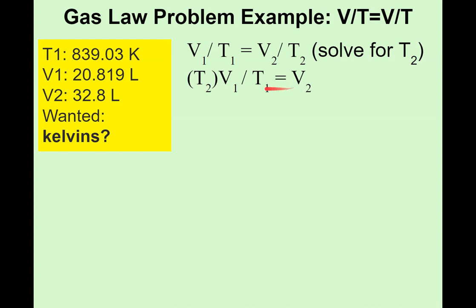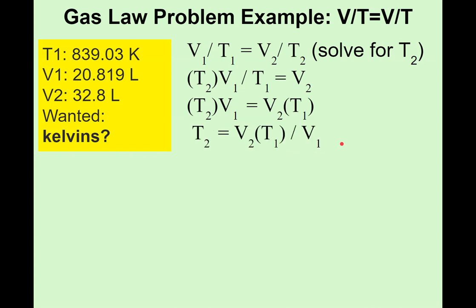Okay, now we've got to get rid of this other stuff and just get this by itself. All right, so first I'm going to multiply by T1. Okay, multiplying both sides by T1 gives me this on the right, this on the left. So it just gets rid of this. Okay, now remember we want T2 on the left. So now we're going to have to divide by V1 on both sides. And we get this. Okay? Okay, so T2 equals V2 times T1 divided by V1.